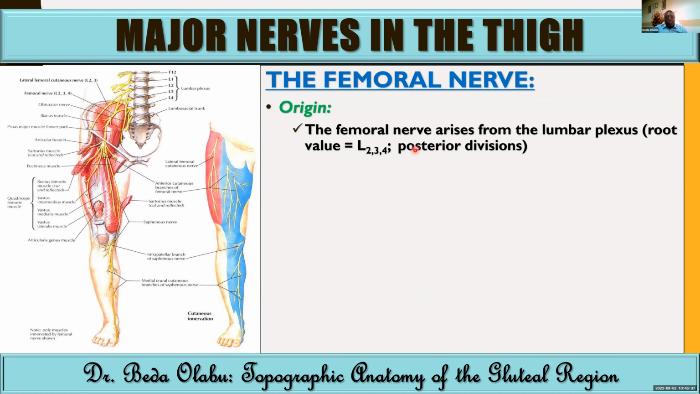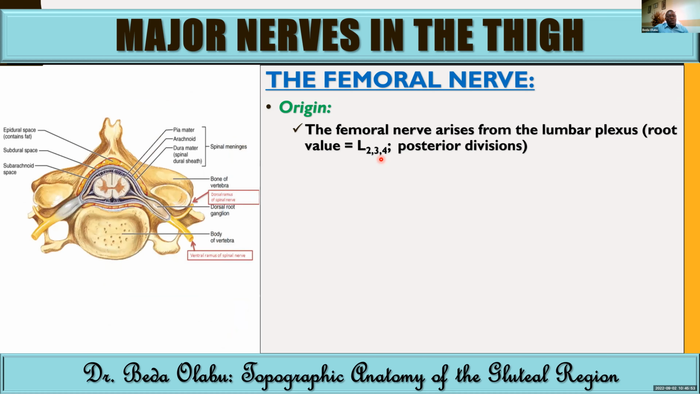The femoral nerve is formed from the posterior divisions of the ventral rami of L2, 3, 4 nerves. Now, I've said many complex things, so let me clarify. When a spinal nerve comes out from the spinal cord, usually there are two routes. If this is the spinal cord in cross section, this is the anterior part, this is the posterior part.